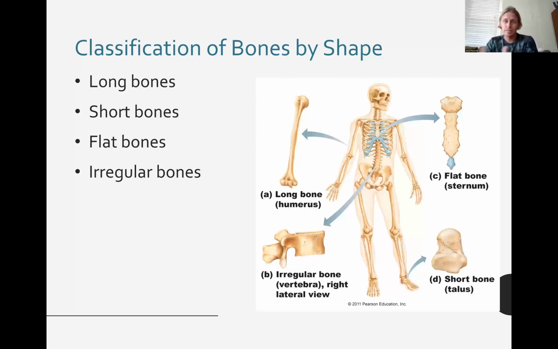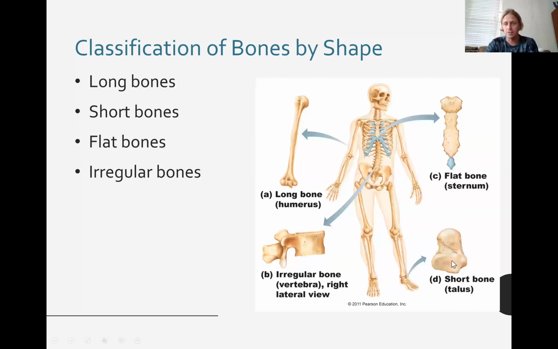The next way we can classify bones is by their shapes. There are four major categories here: long bones, short bones, flat bones, and irregular bones. Long bones, pretty self-explanatory. They are much longer than they are wide. We see this a lot in the appendicular skeleton.